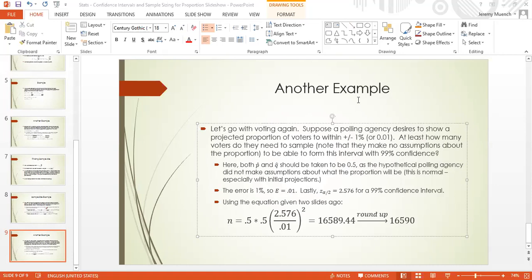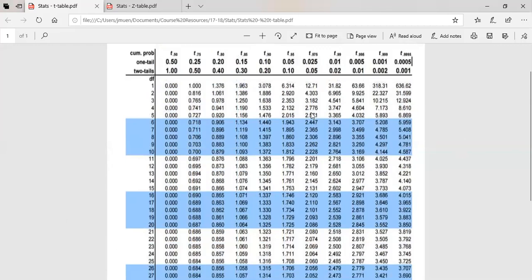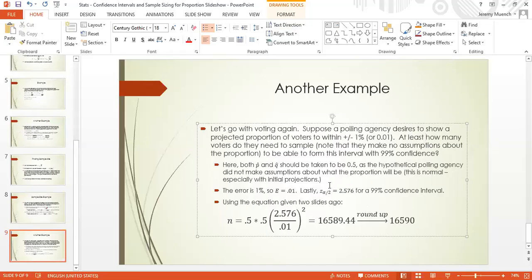A wonderful little thing I'll remind you of: in the T table, we actually had the confidence level at the bottom along with the Z score, even though this is for T. So here, you could just go to 99 and look right there. There's your 2.576 for the z-score for 99% confidence. So that's a reminder that if I'm giving you one of the more common confidence levels, it's just right there in the t-table. Kind of pleasant.